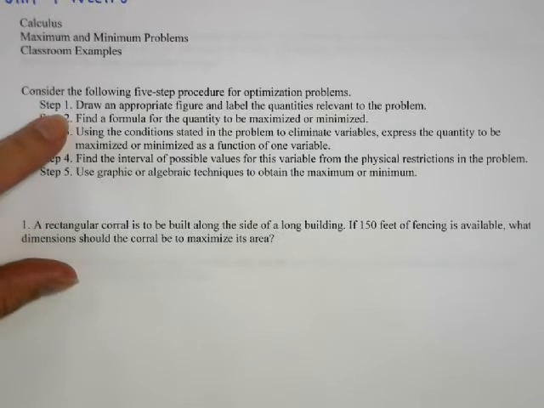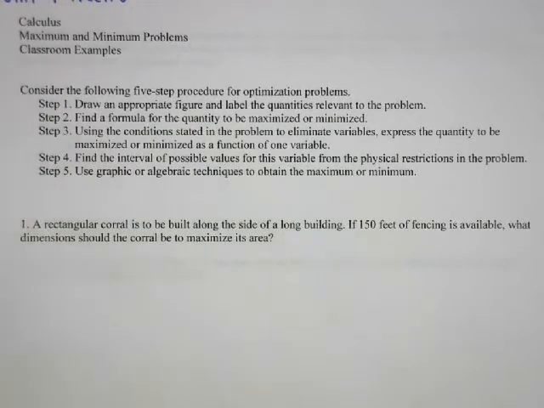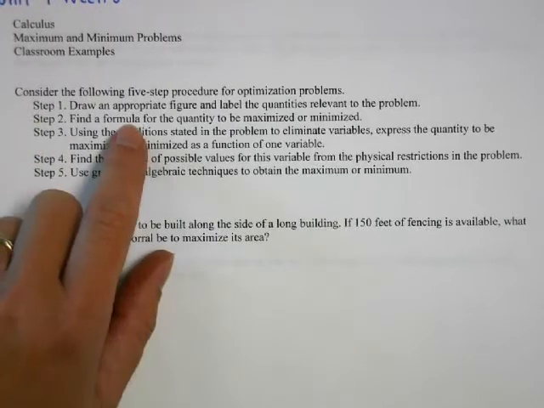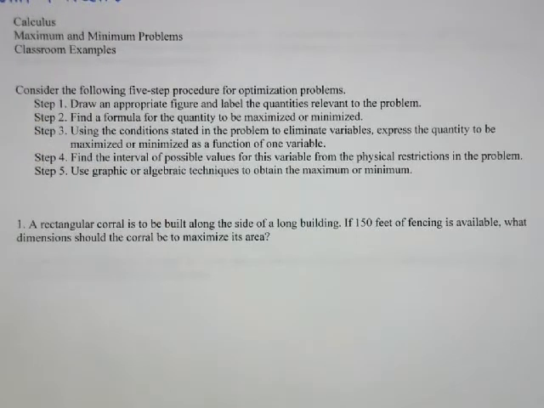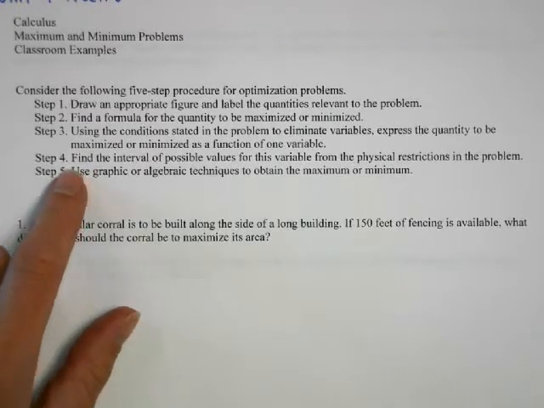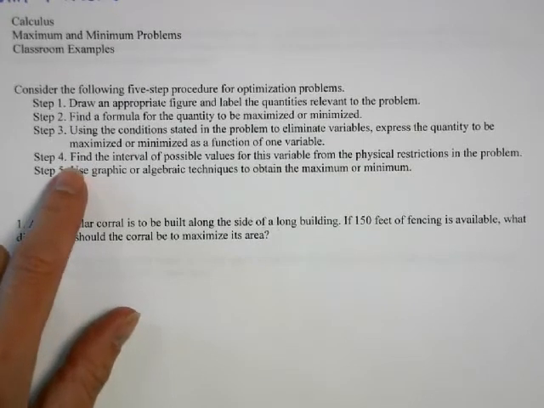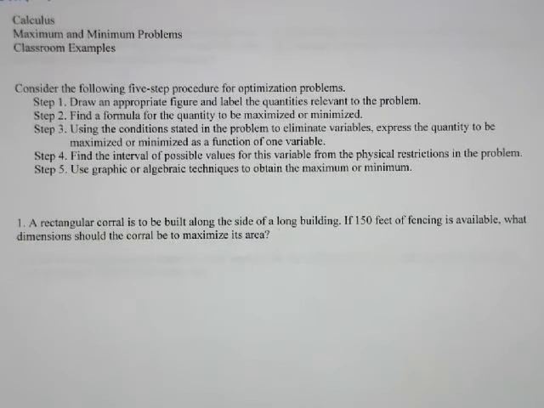If there's a diagram to be drawn, draw the diagram and label it with the variables that you're going to use. Find a formula for the quantity that's supposed to be maximized or minimized. There will be some additional information that we need in order to solve the problem. We'll see if there are any restrictions based on the situation, and then we will use calculus to find our solution.